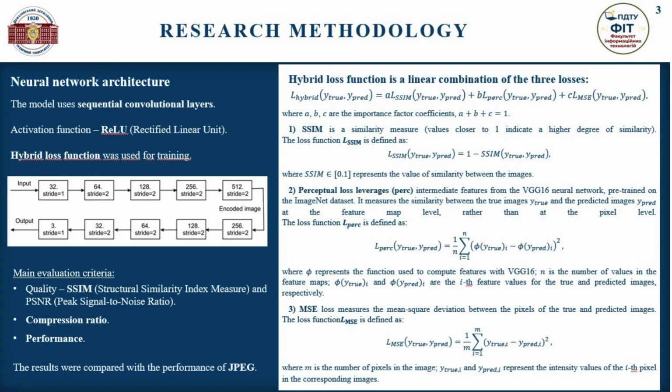SSIM loss, structural similarity index loss, assesses the similarity between two images by corresponding structural characteristics such as brightness, contrast, and texture. Perceptual loss leverages intermediate features from the VGG16 neural network pre-trained on the ImageNet dataset. It measures the similarity between the true images and the predicted images at the feature map level rather than at the pixel level.